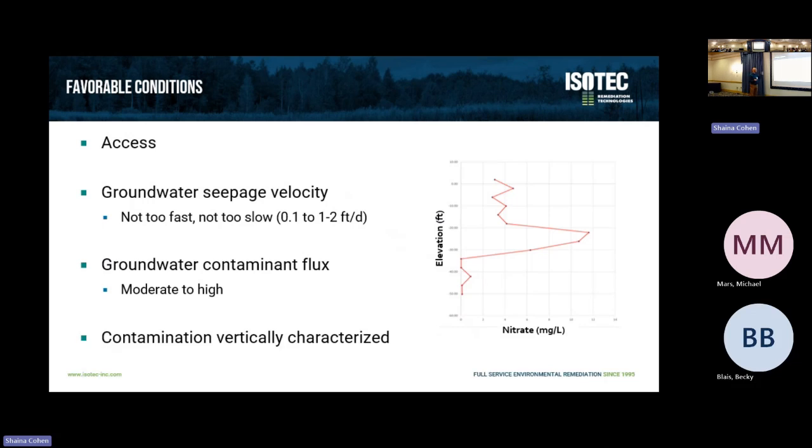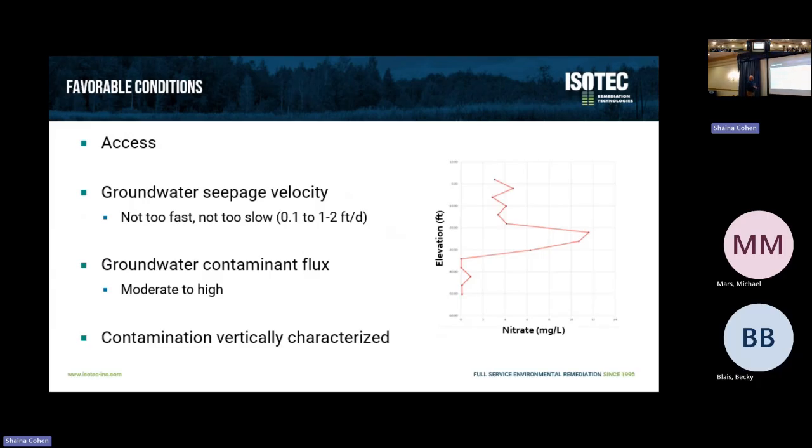This gets back into our contaminant flux too, moderate to high. If there's a really low flux coming in, the reactive barrier itself may not have a whole lot of cost effectiveness because there's just not a lot of contamination for it to treat. And we've seen this in some of the other presentations earlier.